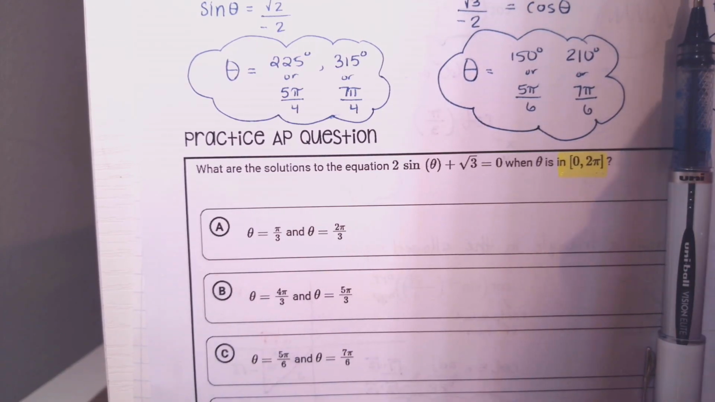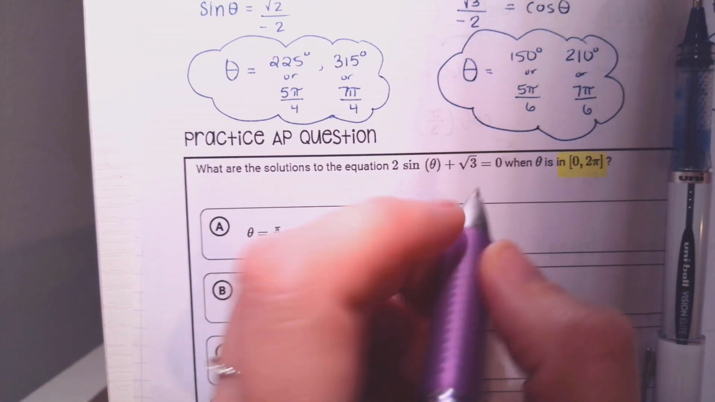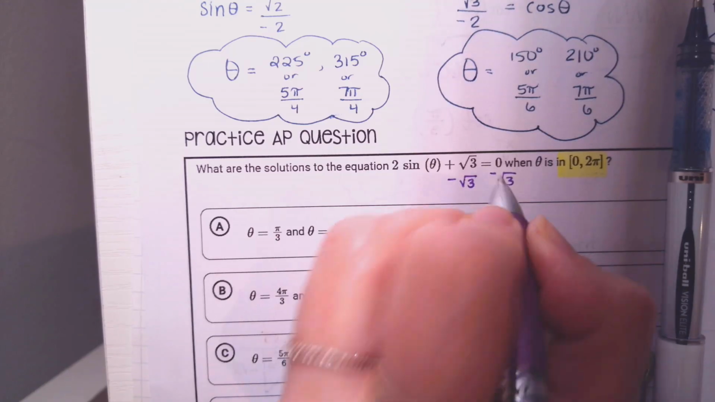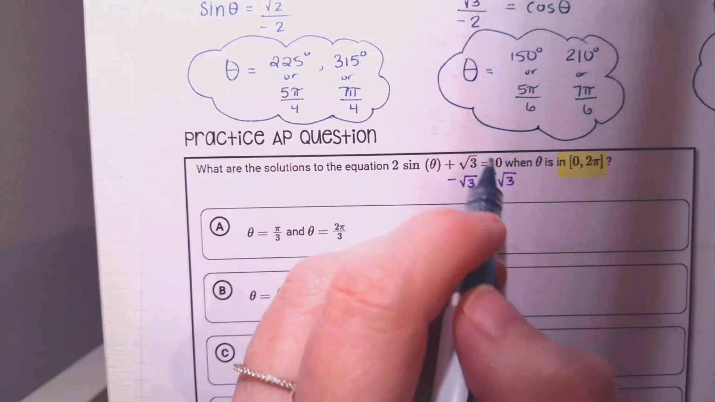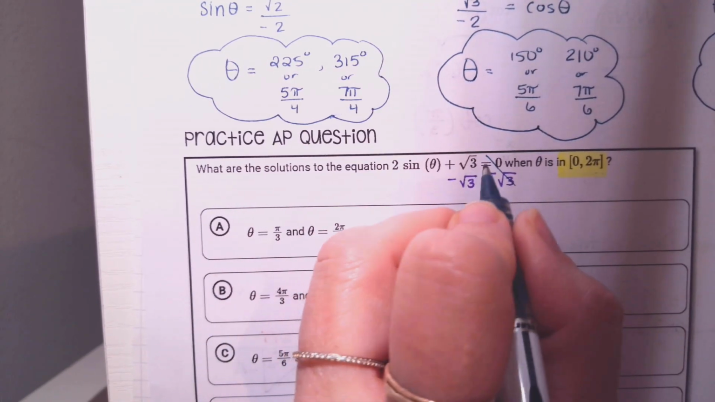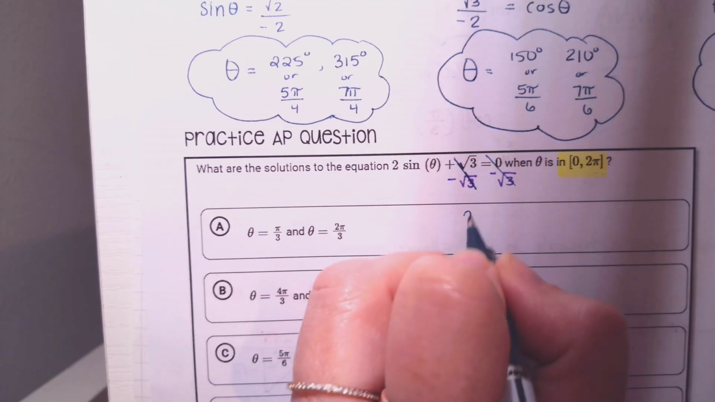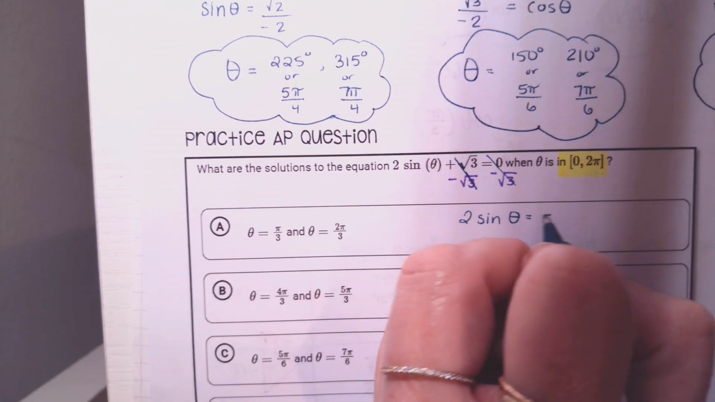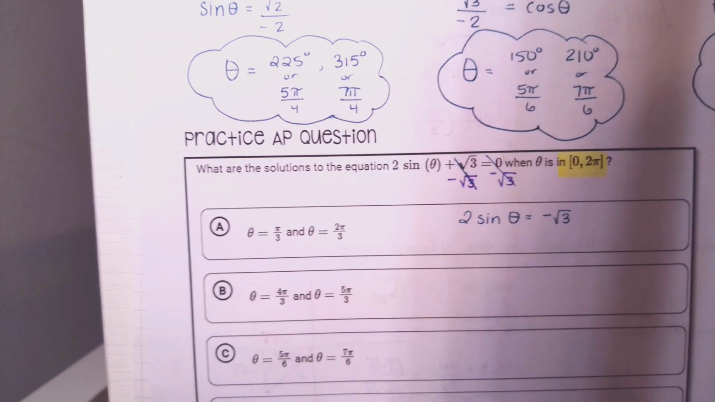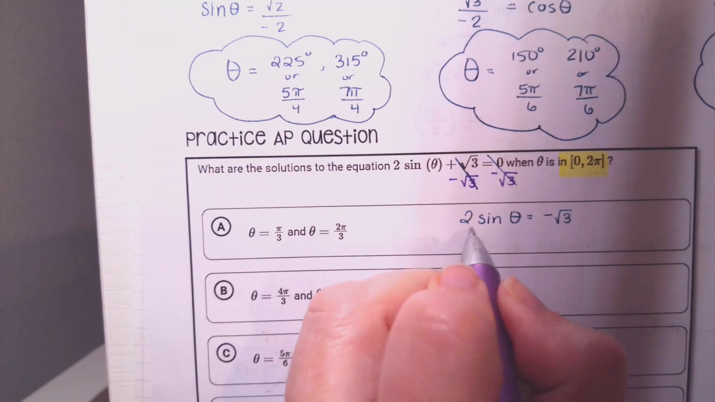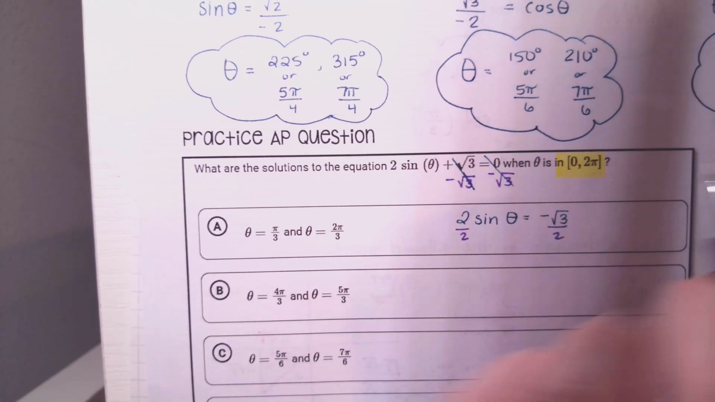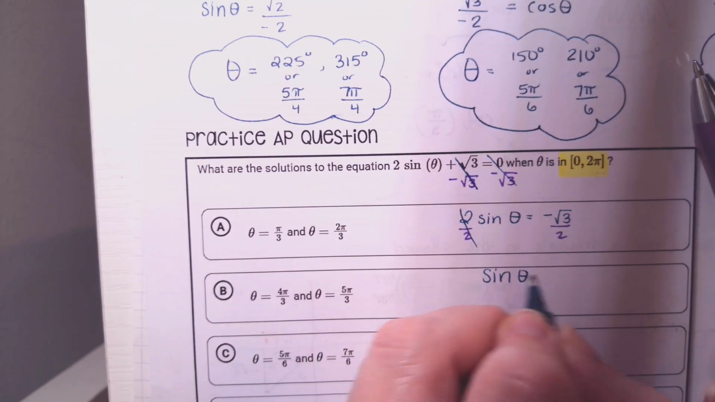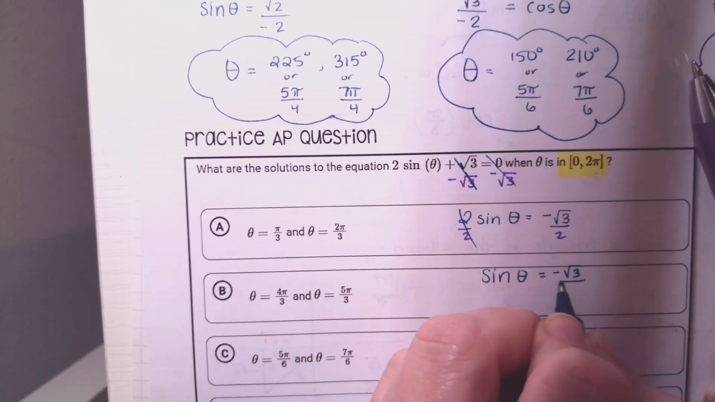I am going to start like I did on the last one by isolating the sine. This one has 2 steps. I'm going to start by subtracting square root of 3 on both sides. That gives me 2 sine of theta equals 0 minus √3, which is -√3. And then if we divide by 2 to isolate sine, we would get sine of the angle equals -√3 over 2.